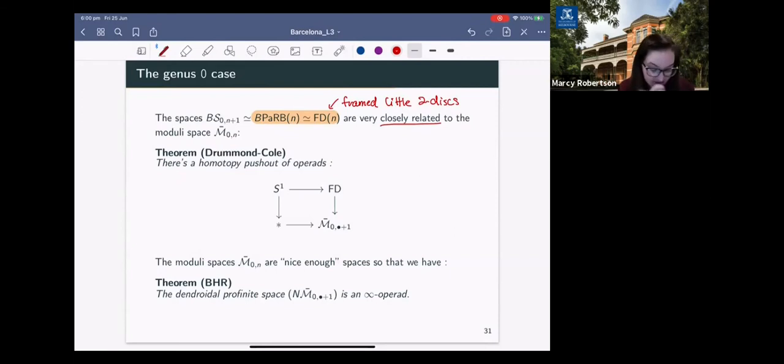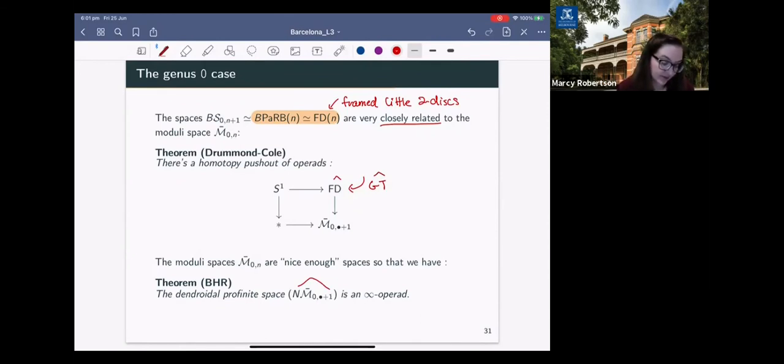And what we want to look at is, okay, so now we know if we look at this and we have an action here of GT hat, zigzagging through some homotopy equivalences, can we pull the action down here? So the first thing you have to check is that you can actually profinitely complete, oh, there's a missing hat. It's like a big hat there. So the moduli spaces are nice enough in genus 0, so that in fact this dendroidal profinite space is an infinity operad as well if you profinitely complete.